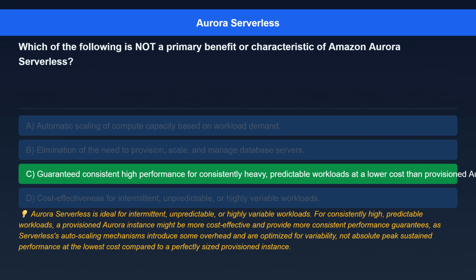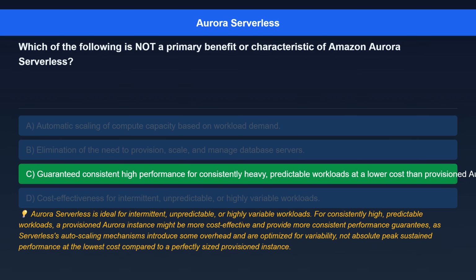The correct answer is guaranteed consistent high performance for consistently heavy, predictable workloads at a lower cost than provisioned Aurora. Here's the explanation. Aurora Serverless is ideal for intermittent, unpredictable, or highly variable workloads. For consistently high, predictable workloads, a provisioned Aurora instance might be more cost-effective and provide more consistent performance guarantees, as serverless's auto-scaling mechanisms introduce some overhead and are optimized for variability, not absolute peak sustained performance at the lowest cost compared to a perfectly sized provisioned instance.